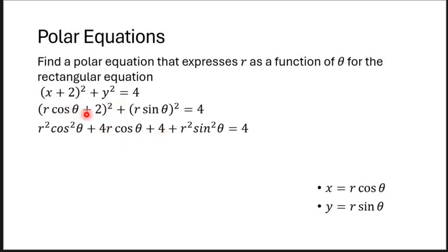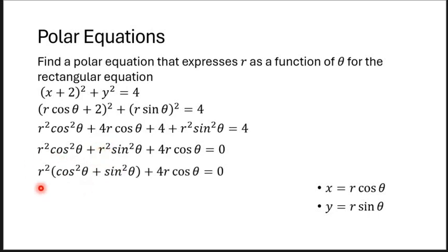And last times last is going to be 2 times 2, which is 4. So I FOIL this. Then this one, I'm just going to square the r to get r squared, square the sine to get sine squared, and it's still equal to 4. Then I am just going to combine things now, rearrange stuff. For instance, I can put this r squared sine squared theta and this r squared cosine squared theta together. When I put those two together, I can factor out that r squared, and I'm left inside with cosine squared theta plus sine squared theta. Once again, this is the Pythagorean identity. So that's equal to 1.